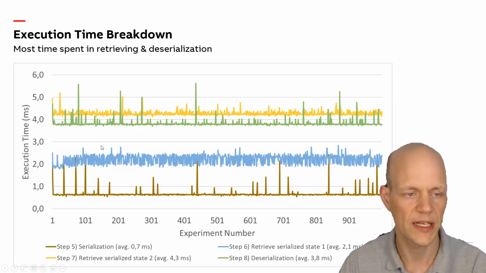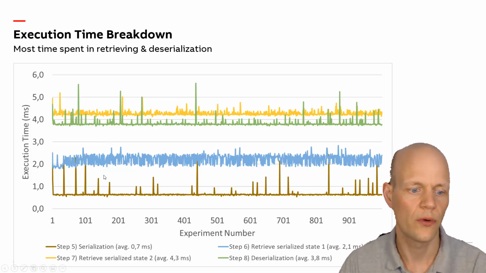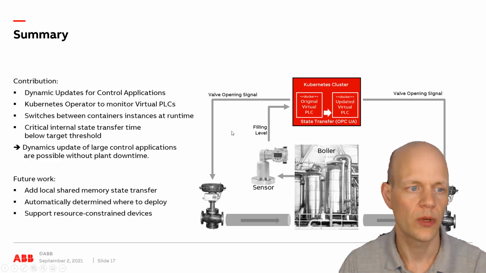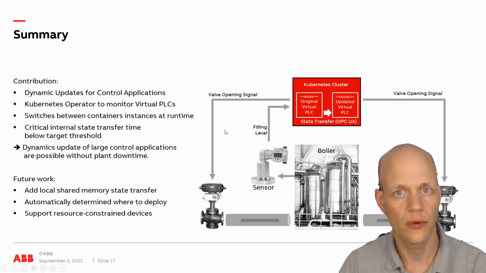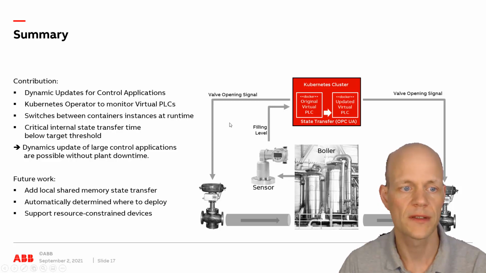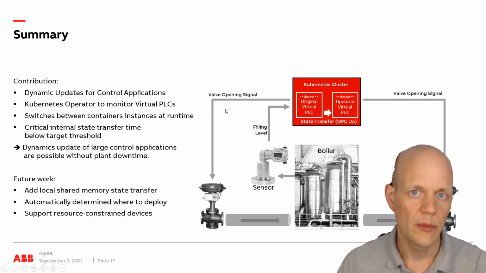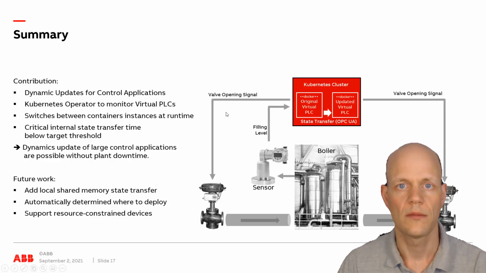We also looked into where the time is actually spent for the state transfer. Good. To summarize, we proposed a new approach for dynamically updating control applications. We introduced a Kubernetes operator to monitor running virtual PLCs, and we can switch between virtual PLC instances at runtime, and it's very critical to quickly transfer the internal state. And we showed in experiments that it's possible even for large-scale applications, and by that we show that these dynamic bumpless updates are possible for large control applications, which allows us to do the state transfer without any plant downtime.